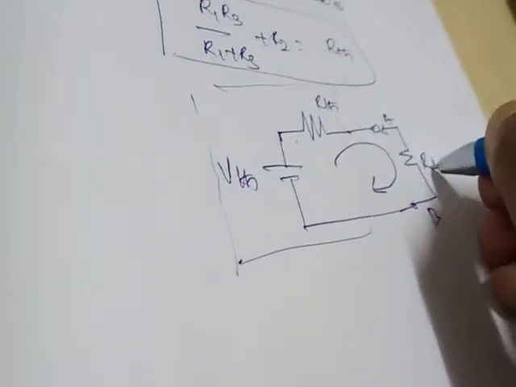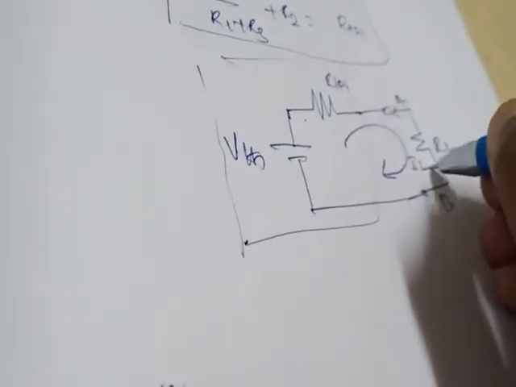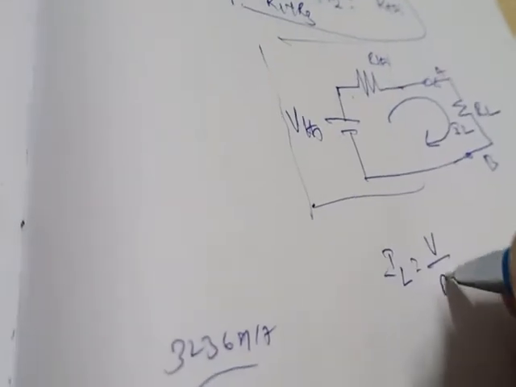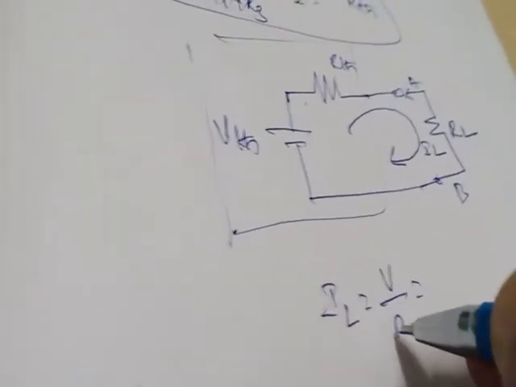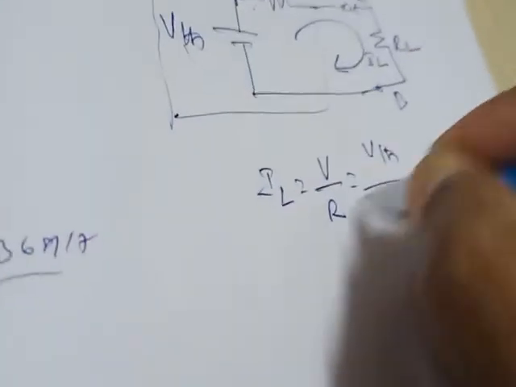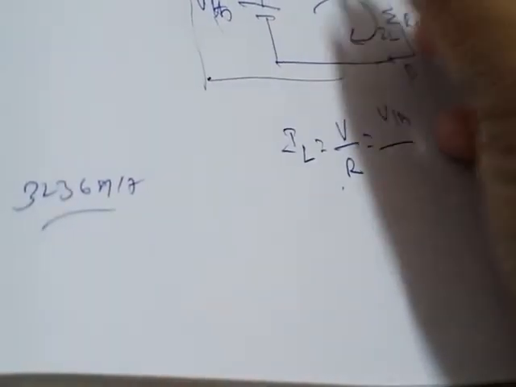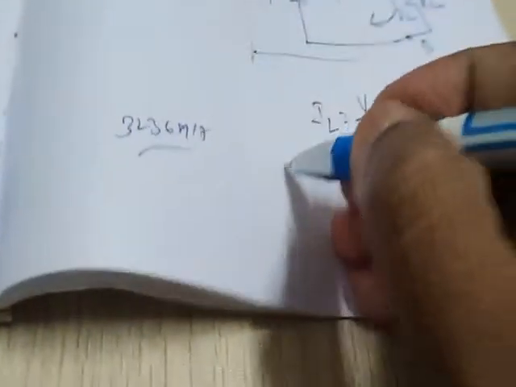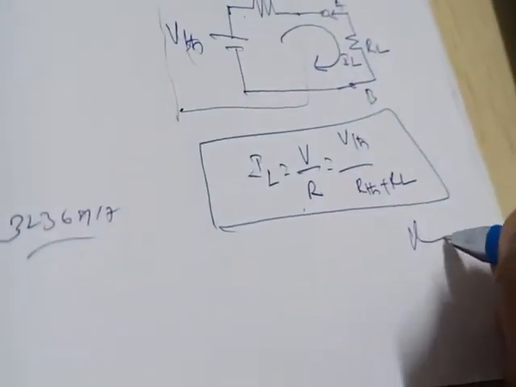So RL is the load resistance, so current flowing through load resistance will be IL. You already know how to find out current: I equals V by R formula. So what is V here? That is V Thevenin. What is R? Both the resistances are connected in series, RTH plus R. So this is how to find out the load current.